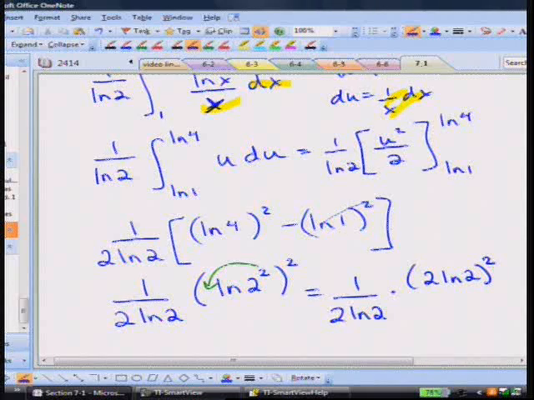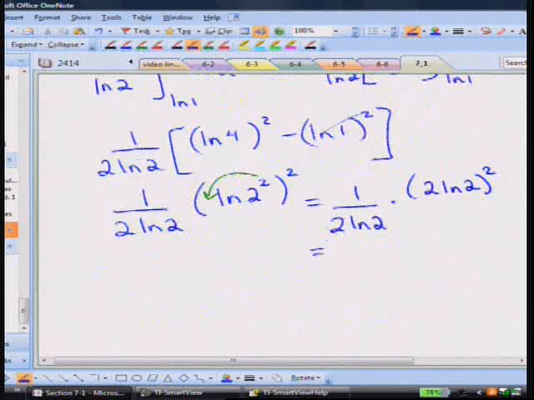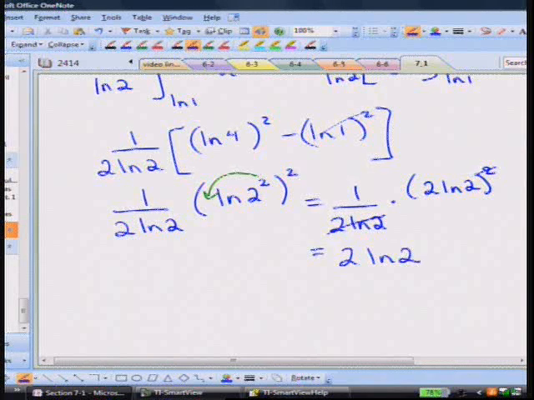Well, I've got 1 down here and 2 up there, so the final answer is just what? 2 ln 2 squared means 2 ln 2 times 2 ln 2, right? So don't you agree that I can cancel this with one of these? And I just get 2 ln 2. But what is another way to write 2 ln 2?